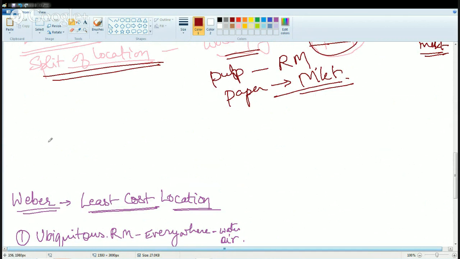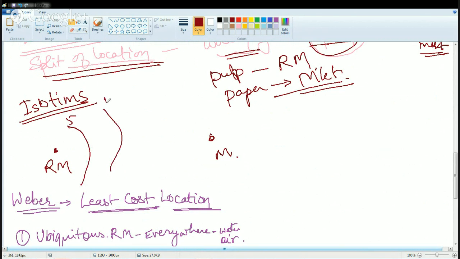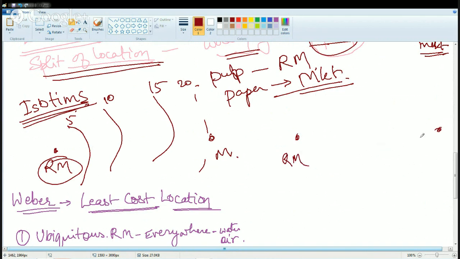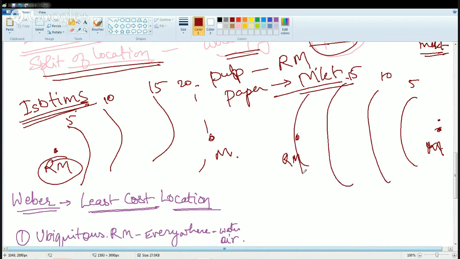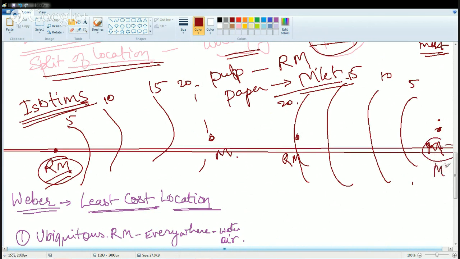Now there is another concept that we try to understand here, the concept of isotims. So isotims is basically when I'm trying to move from raw material to market, the cost that is involved: 0, 5, 10, 15, and finally market, that is 20. So these are the isotims for raw material. Now I can have similar isotims for market. From the market, if I'm trying to supply the product back, this is 0, this would be 5, this would be 10, 15, and this would be 20. So these are the points where my transportation cost from the market is the same, and these are the points where my transportation cost for the raw material is the same. So these are the isotims for raw material, and these are the isotims for the market.